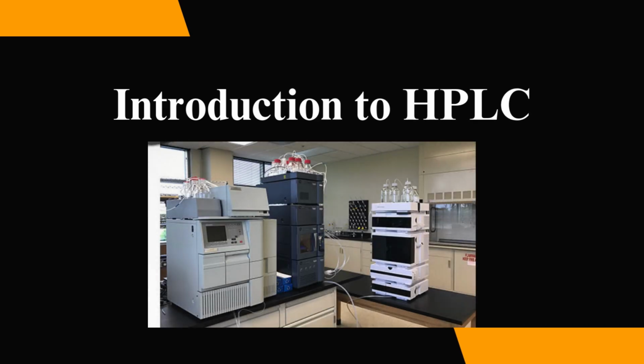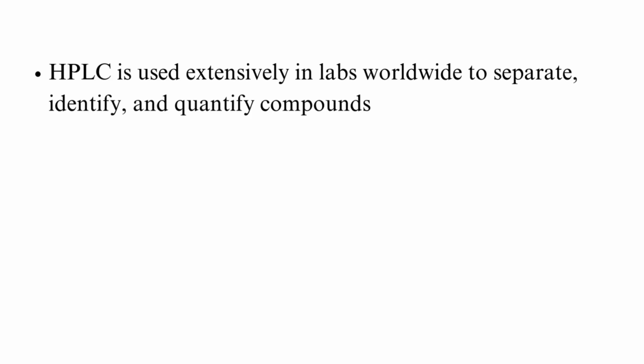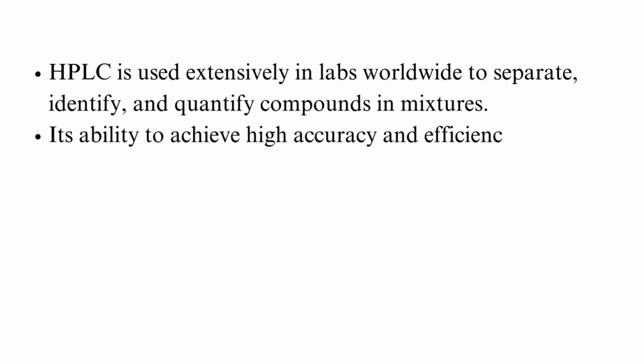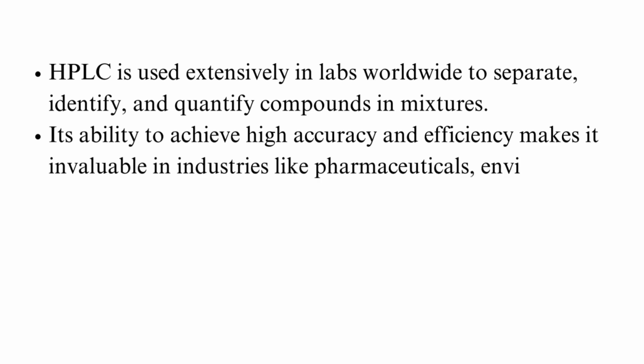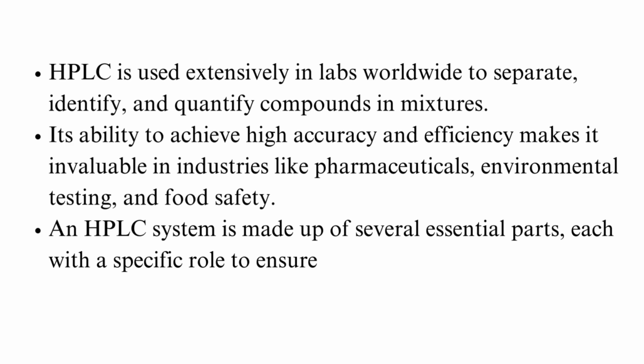Introduction to HPLC. HPLC is used extensively in labs worldwide to separate, identify, and quantify compounds in mixtures. Its ability to achieve high accuracy and efficiency makes it invaluable in industries like pharmaceuticals, environmental testing, and food safety. An HPLC system is made up of several essential parts, each with a specific role to ensure precise and accurate results.